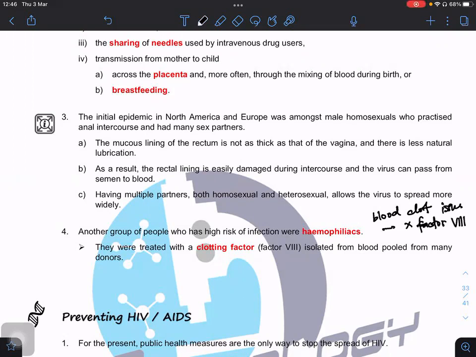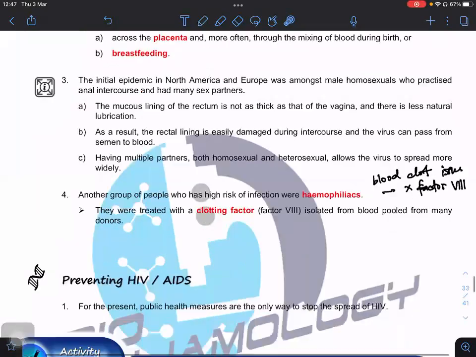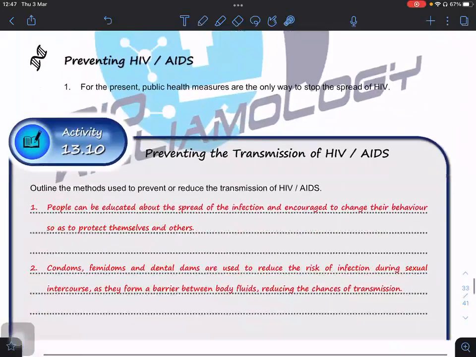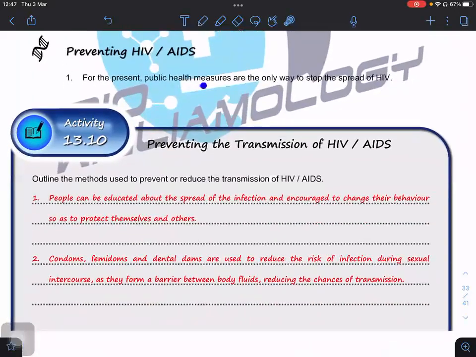Okay? So that means we gave blood products. They were treated with a clotting factor, isolated from a blood pool from many donors. Therefore, it caused HIV to be spread. But nowadays it is very, very rare because we screen the blood. So for preventing HIV, as a present public health measure, the only way is to stop the spread of HIV. We don't have a cure so far.